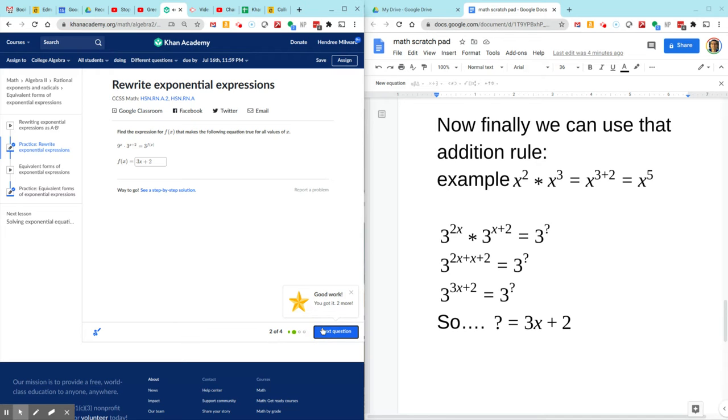Okay, so I hope that helped on this one. This one was a little bit more complex than my first example because it used a couple of exponent rules.